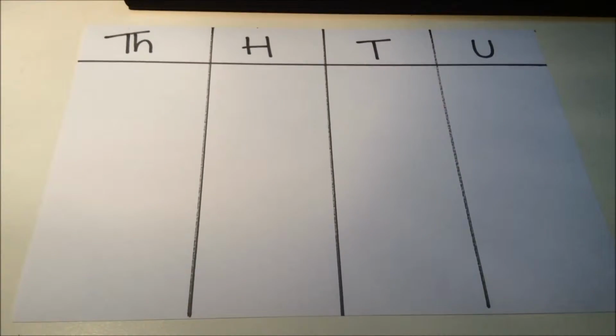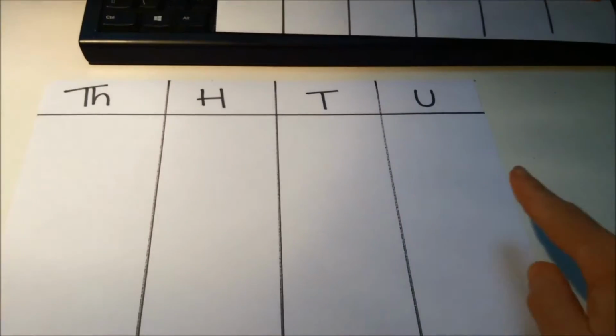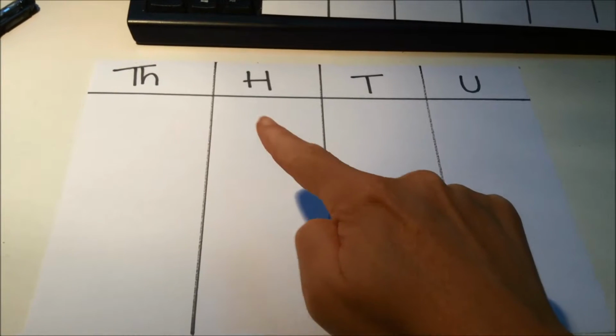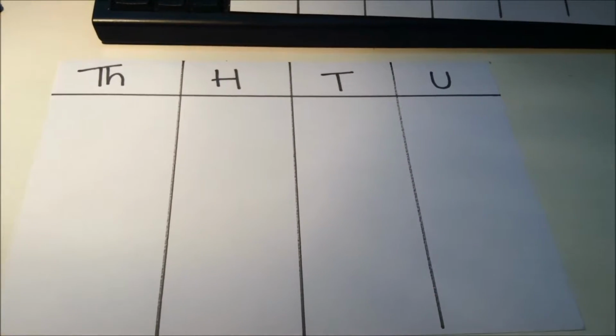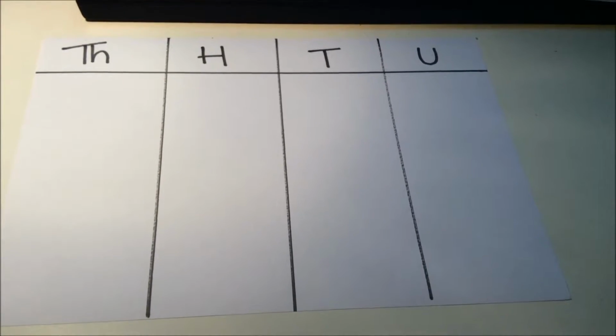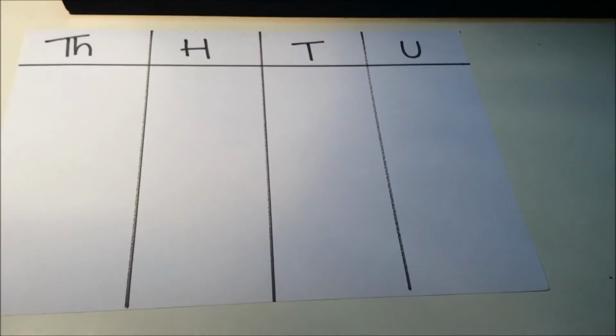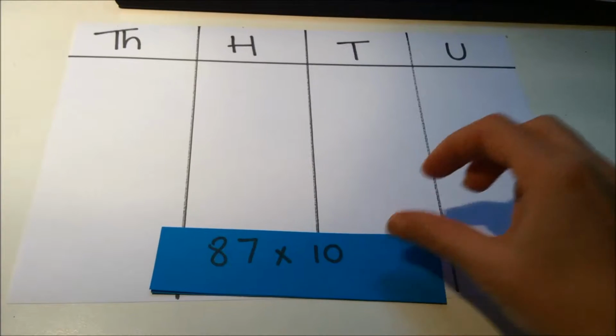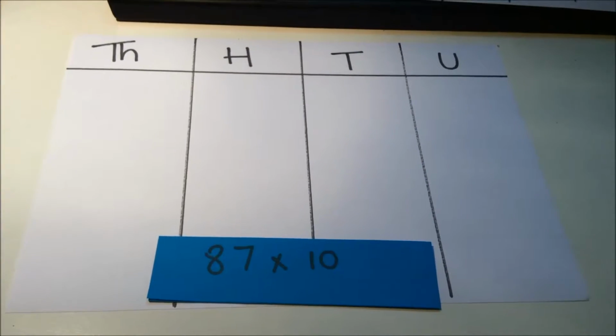This is a place value grid, so as you can see we have our units, tens, hundreds and thousands column, and a couple of weeks ago we were looking at multiplying by 10 and 100. Just let me refresh your memories on what to do for that. So for example, here's our equation, 87 times by 10.